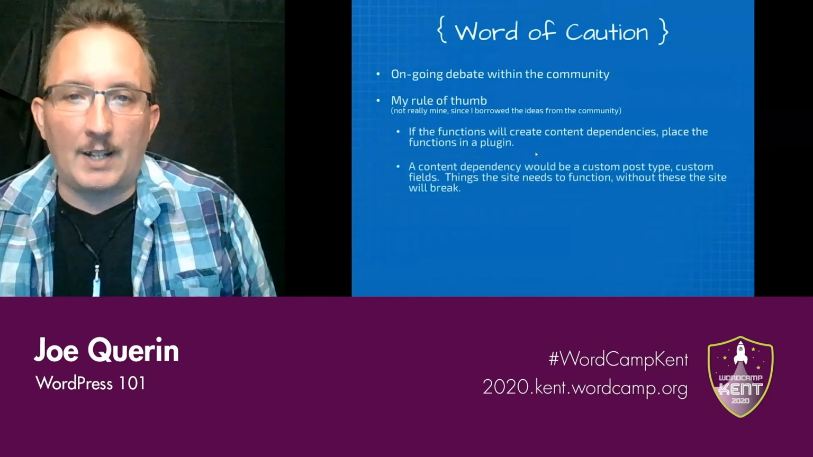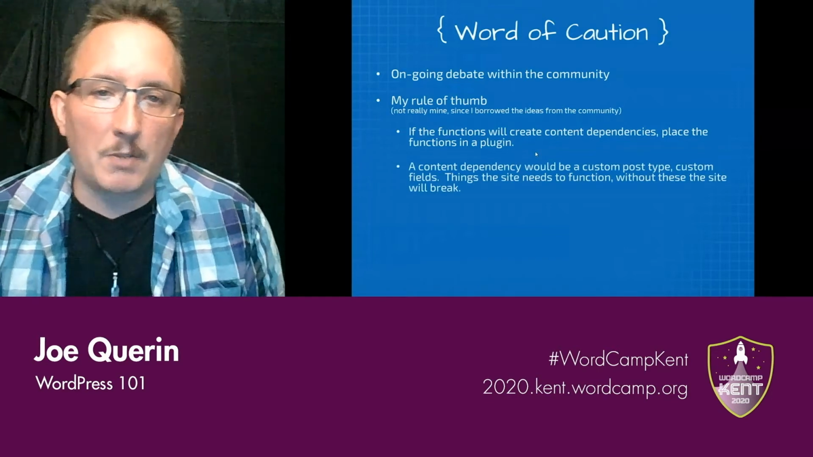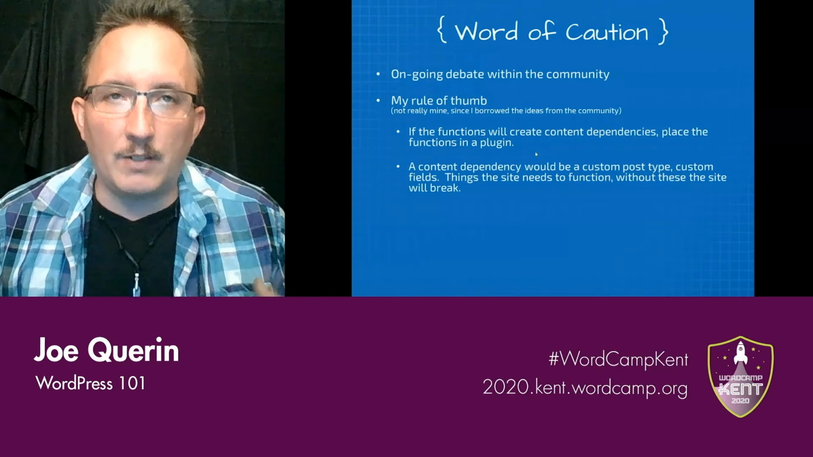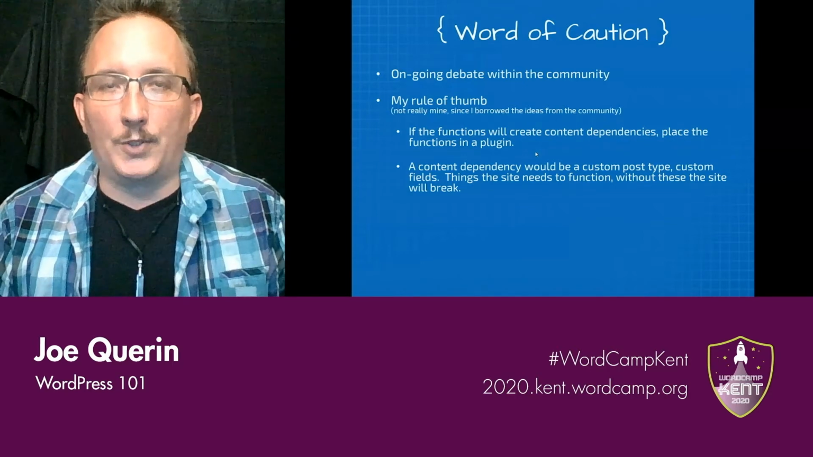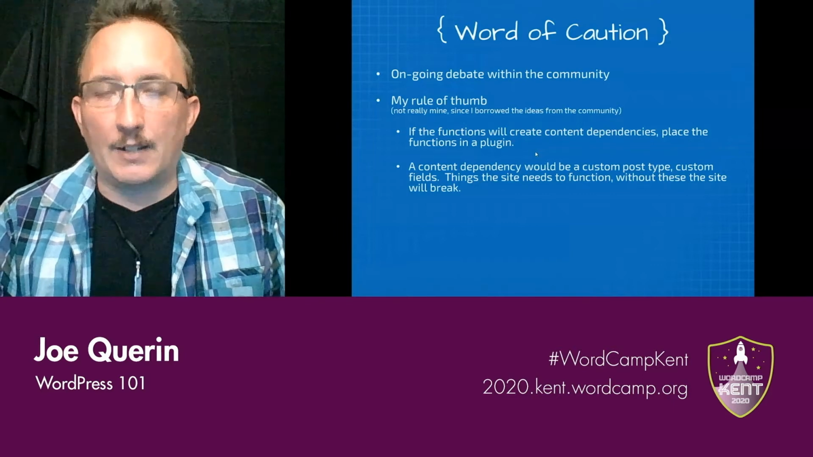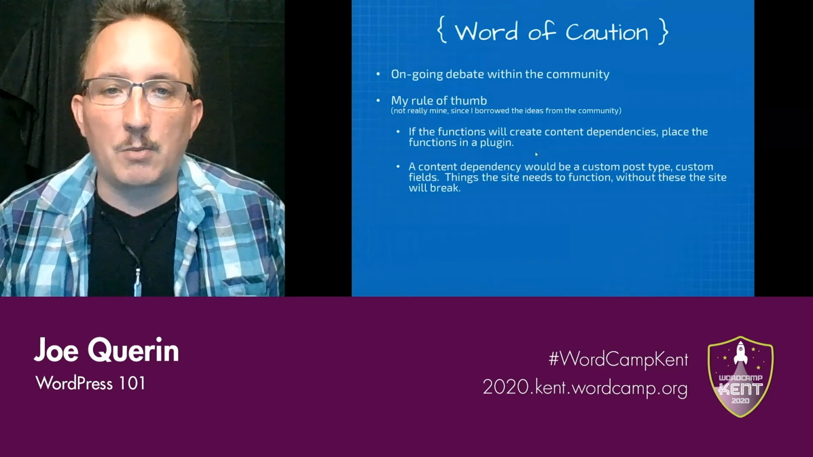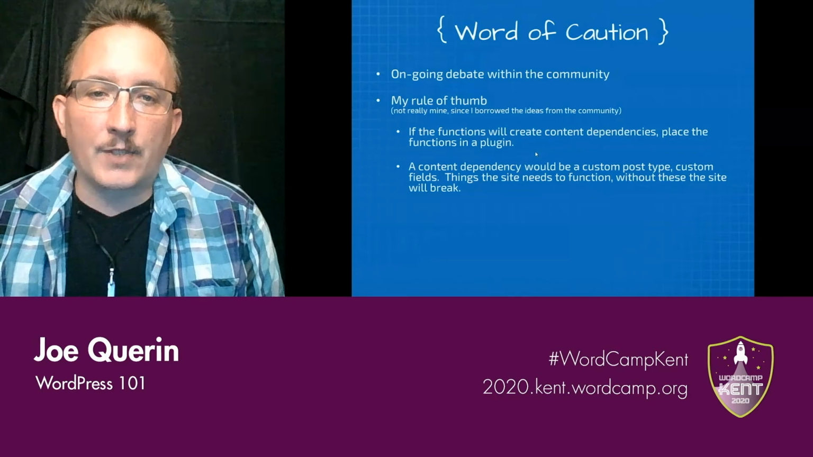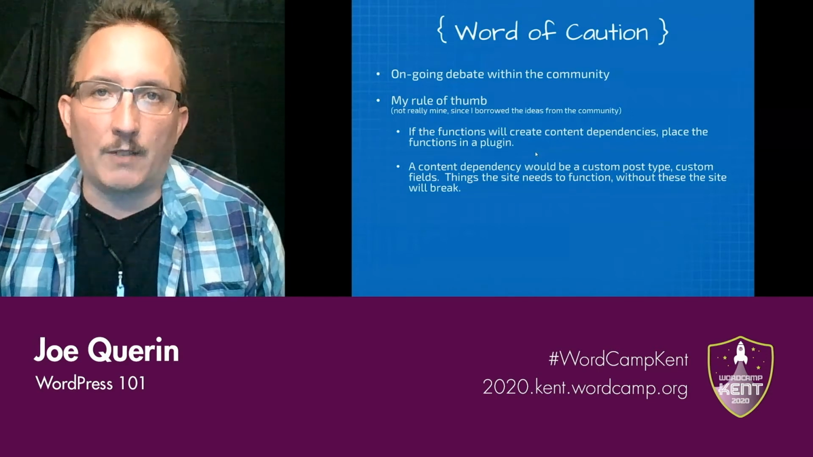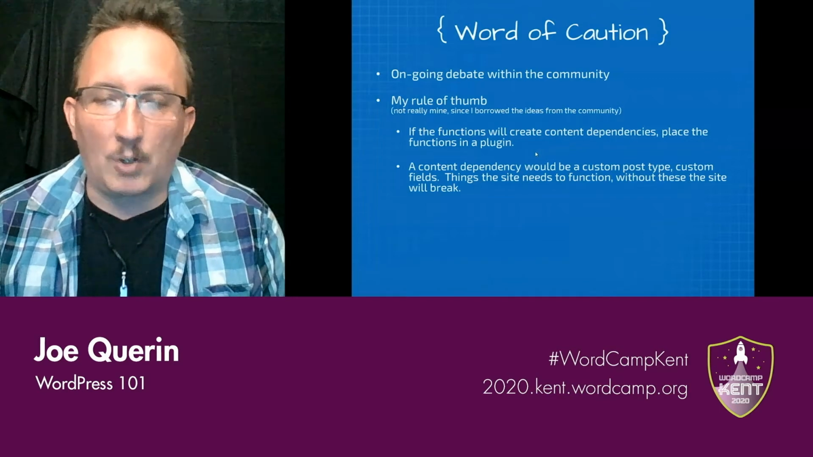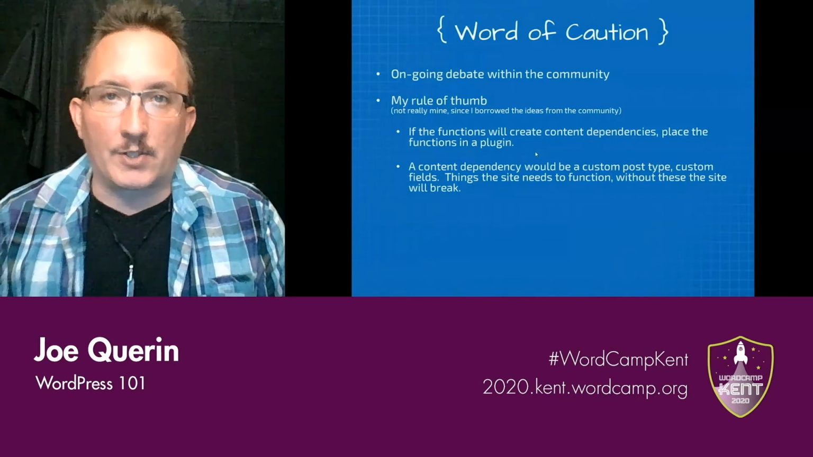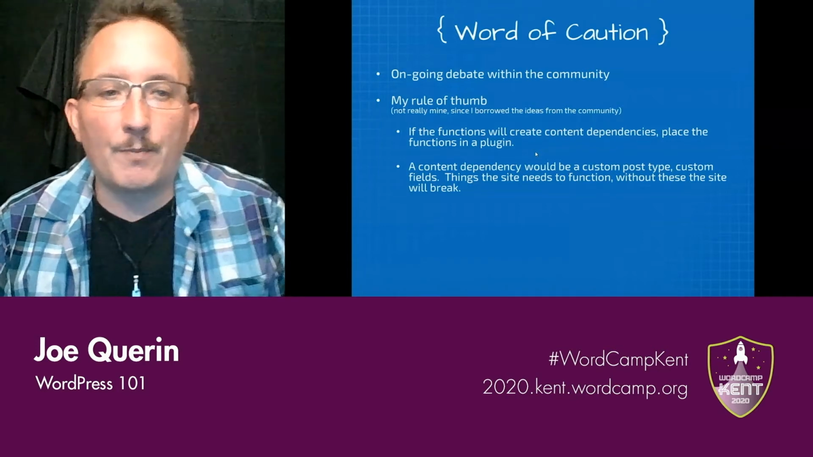Now, what do I mean by content dependency? Well, a content dependency would be a custom post type, a custom field. It's something that's going to add to your site the ability to hold content. And after all, what's a website without content? So if your content went away, well, then what's the point of your site? And if the site needs those things to function, then without those, the site will break, or it will not be a website anymore. It'll just be a homepage, or it'll just be maybe even just a slide or image on the homepage. Who knows?